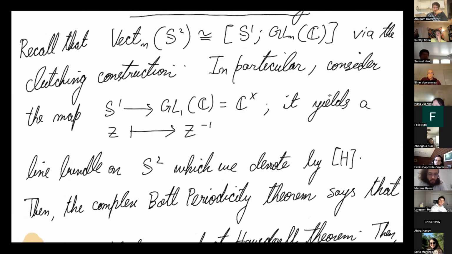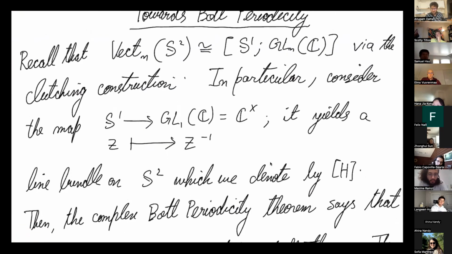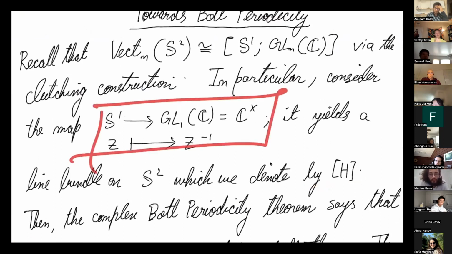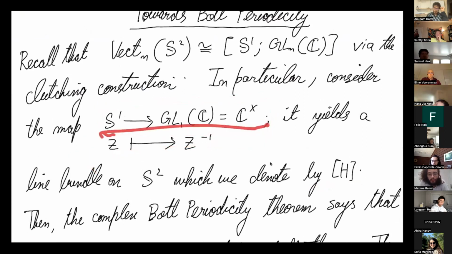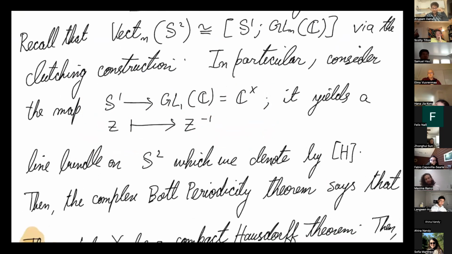So first I want to define a nice line bundle on S2, which I will do using the language of clutching out of a map like this, because recall that vector bundles on S2 essentially corresponded to homotopy classes of such maps. And in particular, if you take the inversion map and you consider the line bundle you get corresponding to it, that is going to be my canonical line bundle.